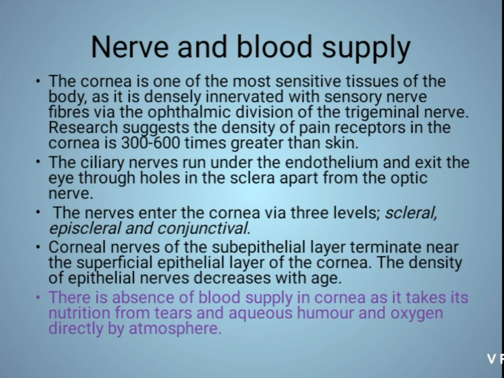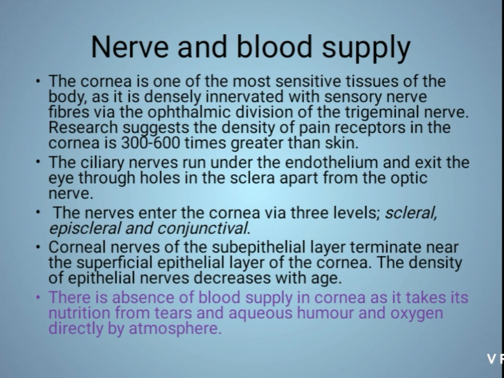The cornea is the most sensitive tissue of the body. It contains sensory nerves via the ophthalmic division of the trigeminal nerve. Okay, it contains around 300 to 600 times more pain receptors than skin. That's why if anything, even the smallest thing, comes into your eye, it causes a lot and lot of pain, because it has 300 to 600 times more pain receptors, more sensitivity than your skin.